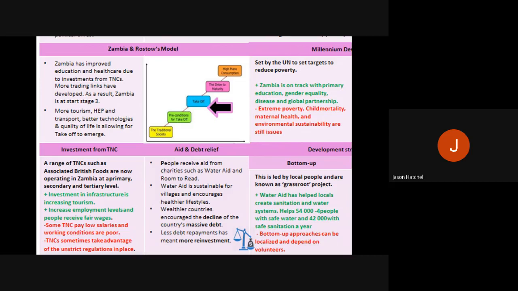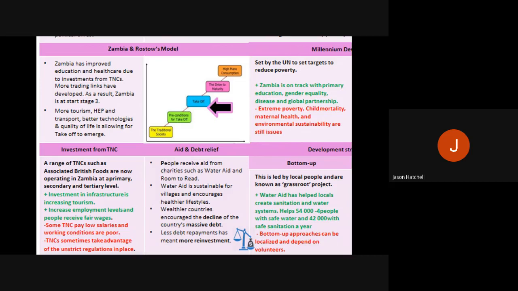The next thing then to look at is aid and debt relief, and we kind of touched upon this earlier, so I'm not going to spend too much time on it, but it's just to remember that aid, obviously, and debt relief are designed to help countries out of perilous situations like hazards, but also in the long term to help them develop and invest in infrastructure.